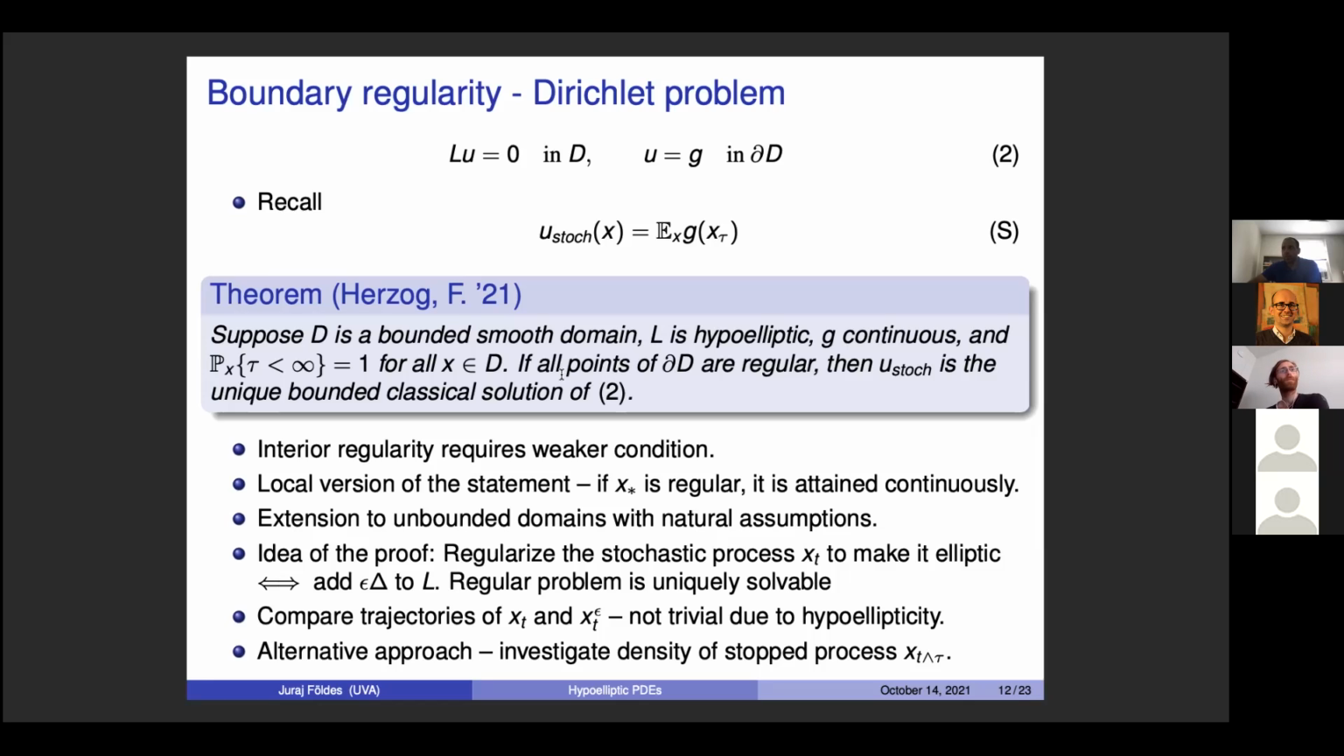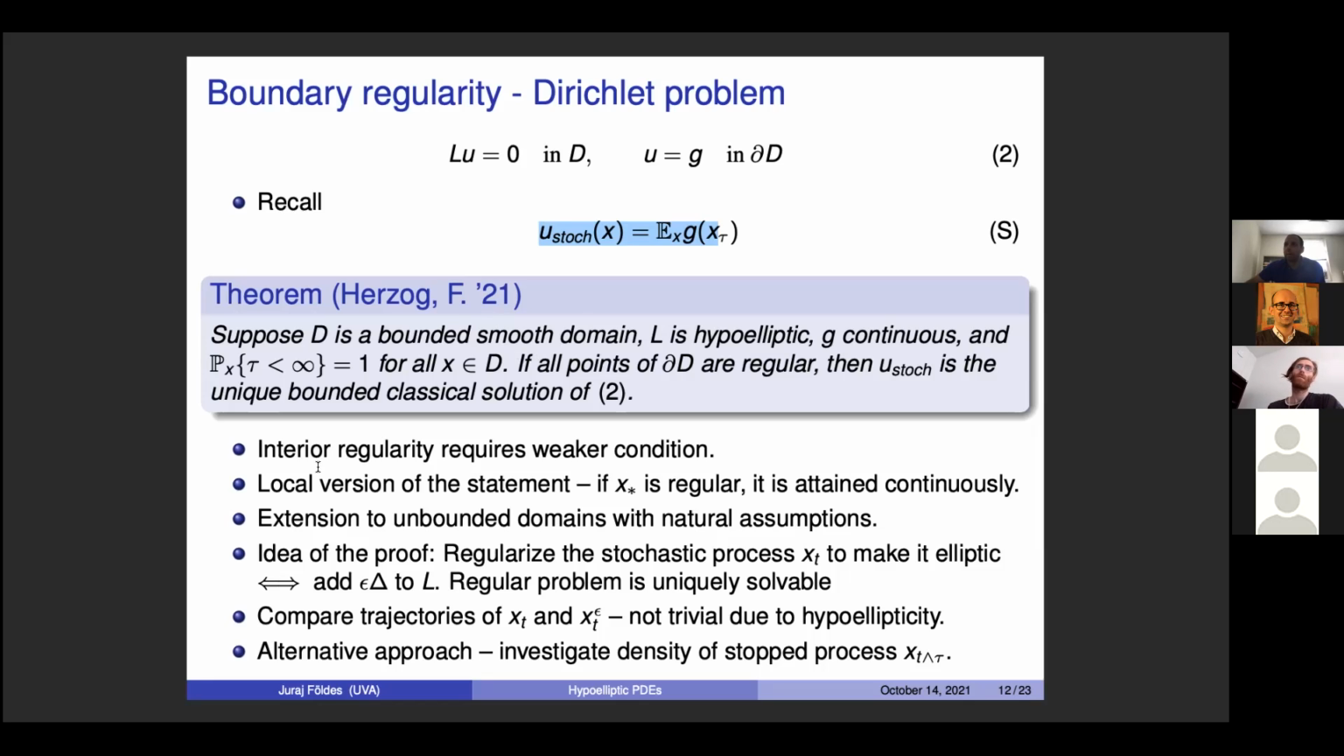Suppose that D is a bounded smooth domain, L is hypoelliptic, G is continuous, our usual assumptions. And if we assume that all points on the boundary are regular, which really means that if we start at the boundary we instantaneously exit, then this stochastic representation is the unique bounded classical solution of our problem. So this is indeed a solution. It's smooth, it satisfies the equation in a classical sense, it attains the right boundary conditions, and it's the unique solution of the problem.